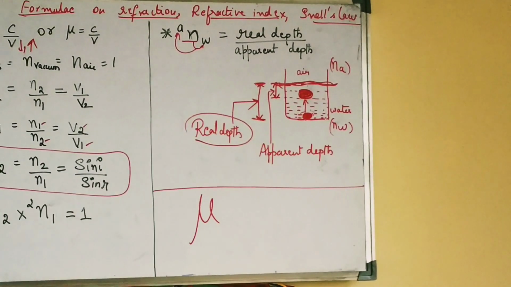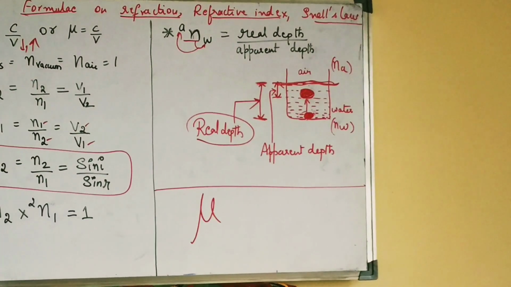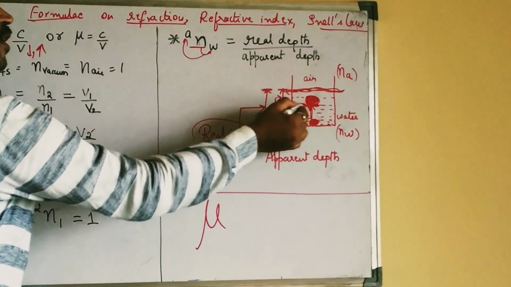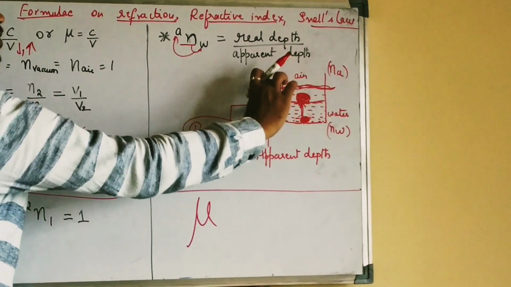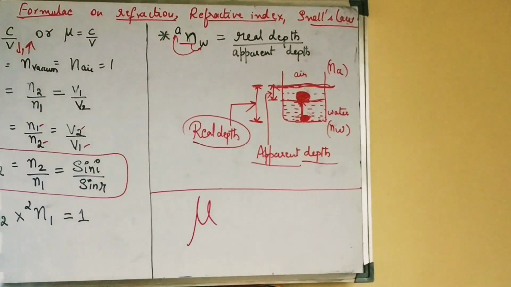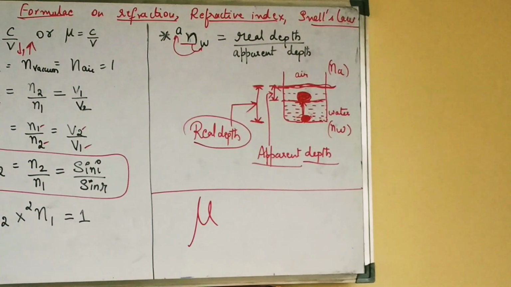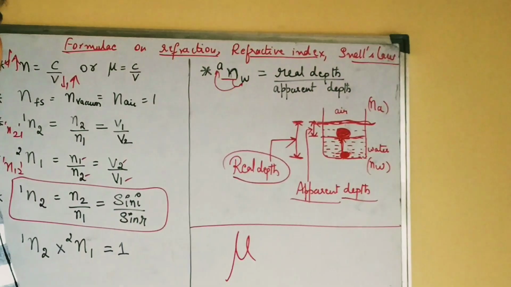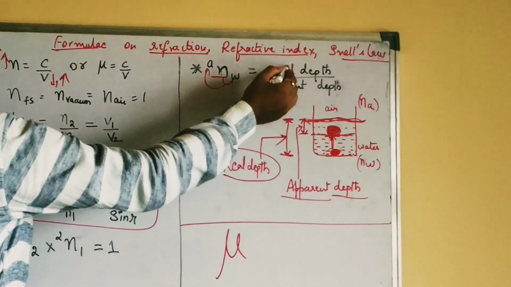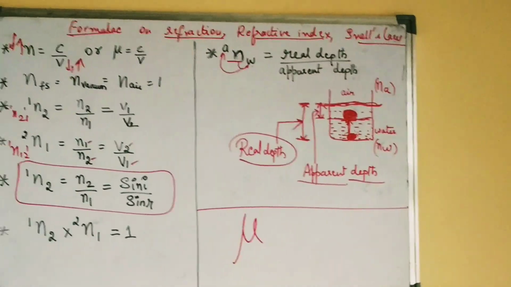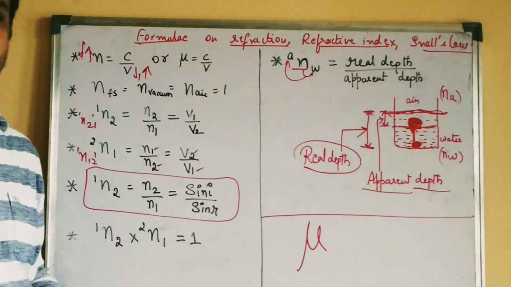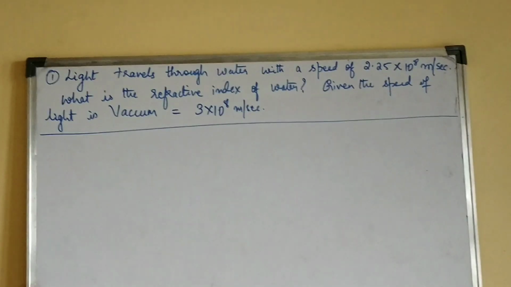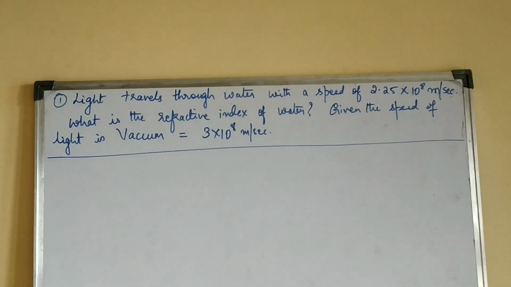If you are holding the same apparatus and observing from the top, the coin appears to be raised, right, at this position. Now this depth is called what? Apparent depth. Okay, so the refractive index of water with respect to air can also be expressed as the ratio of real depth to the apparent depth. So these formulas you have to remember for the problems. Thank you. Now the first problem you will see.